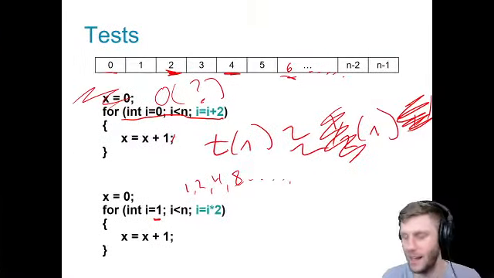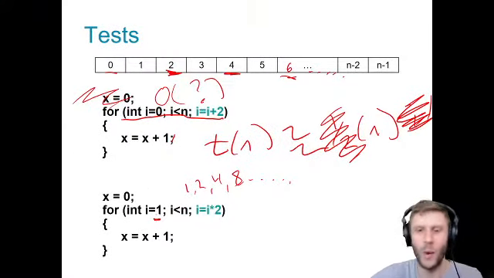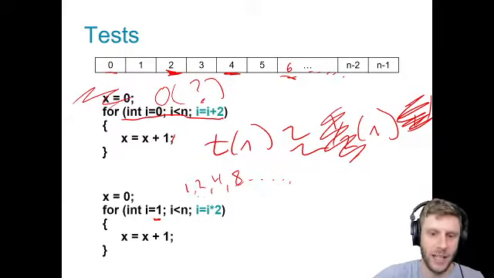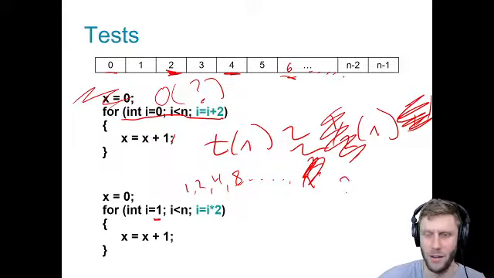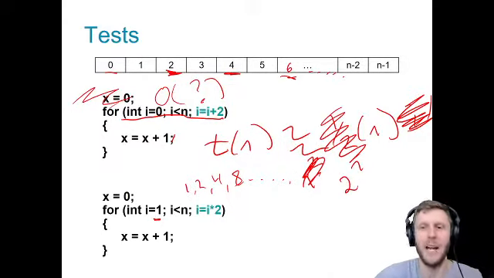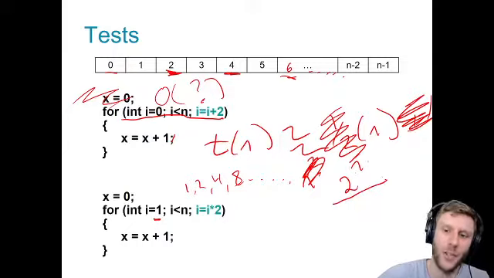Now, why? Well, first of all, this is doubling every time. So your mind should be going, oh, if it's doubling every time, that's like n to the power of 2, right? Or no, 2 to the power of n.